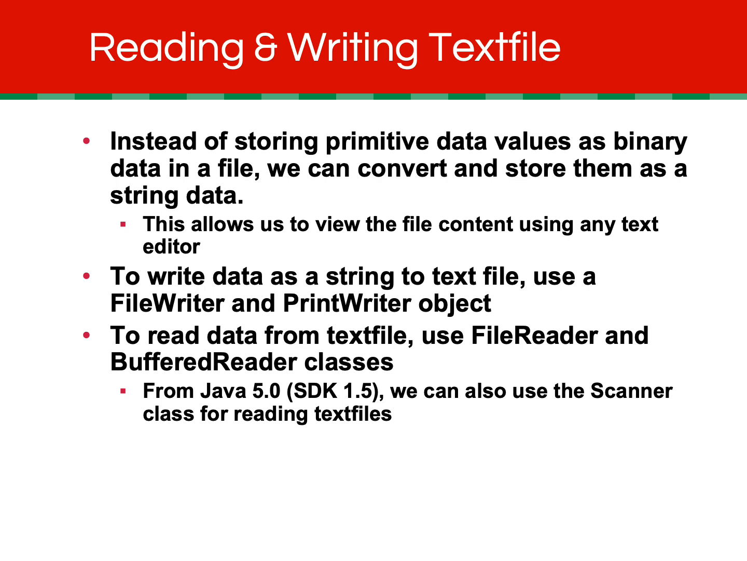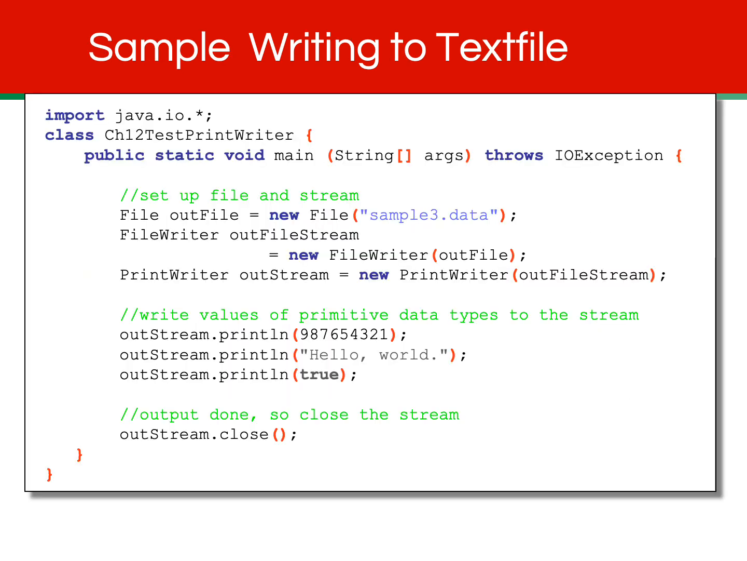We can also use the Scanner class to read the text files. This code shows how to write to the text file. To set up the file and the stream, we would have File outFile equal to new File sample3.data. And then we have our FileWriter, so we would write FileWriter outFileStream equal to new FileWriter outFile. Then we need to write our PrintWriter, so we would write PrintWriter outStream equal to new PrintWriter outFileStream.